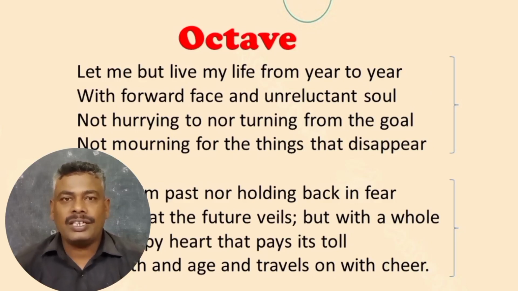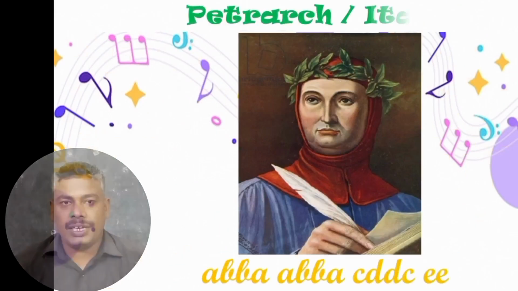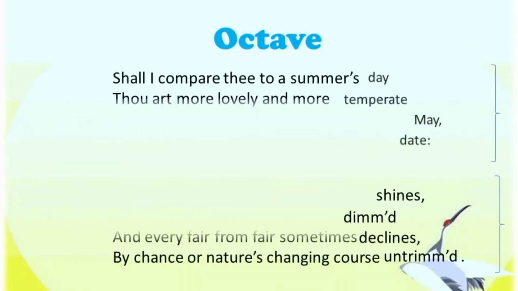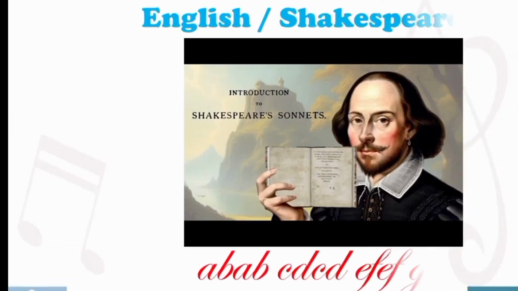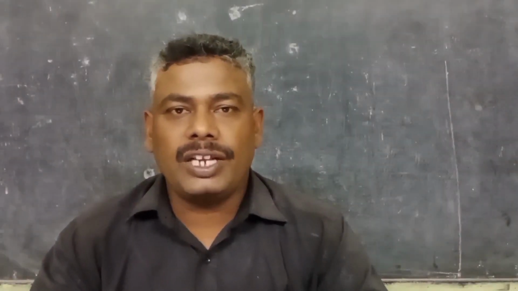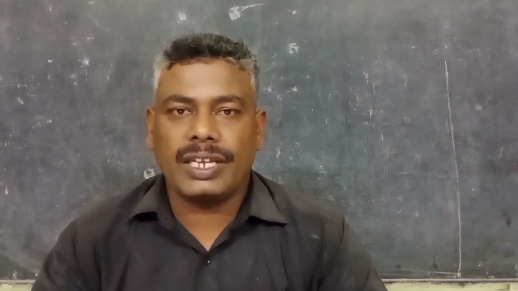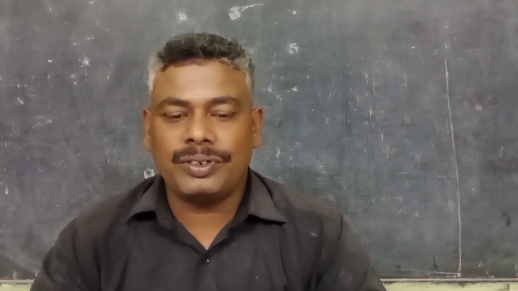Generally, sonnets are categorized based on the rhyming pattern. Commonly used rhyming patterns are ABBA, ABBA if it is Italian, ABAB, CDCD if it is Shakespearean. As our sonnet is Italian, it should follow the rhyming pattern of ABBA, ABBA. Come, let's check it out.